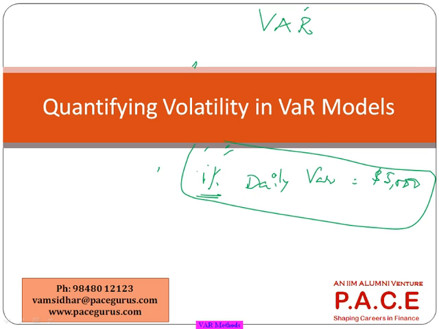There is a 1% chance that on a daily basis, my portfolio, or security or whatever it is, will lose more than 5,000. So that's the typical definition of a VAR.